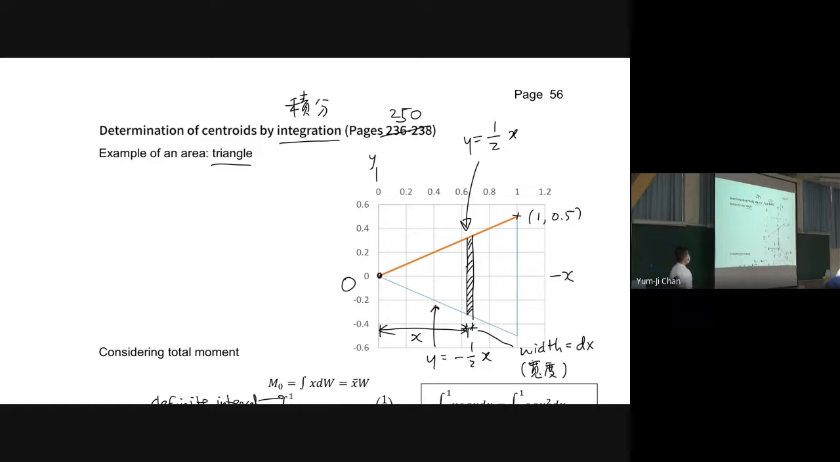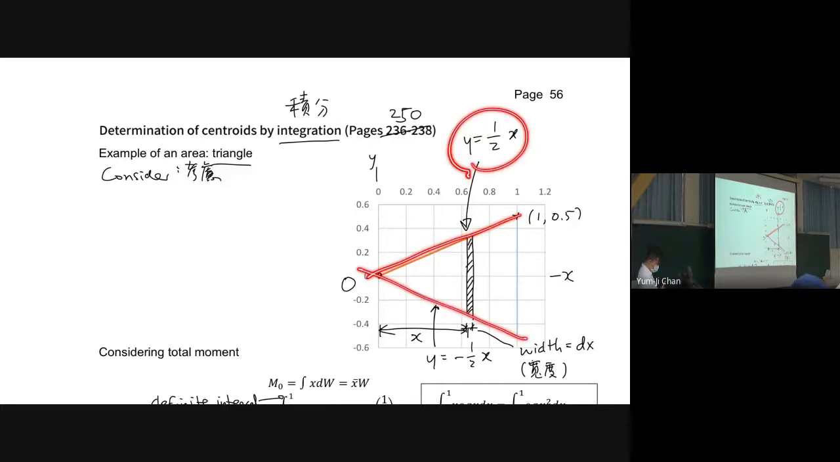Now we start from page 56. Page 56, and here we consider this area that is a triangle. We consider this triangle, and it is defined by two lines: y equals 1/2 of x, and y equals negative 1/2 of x, right?